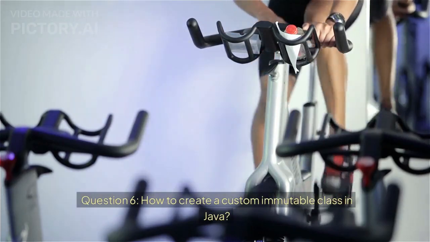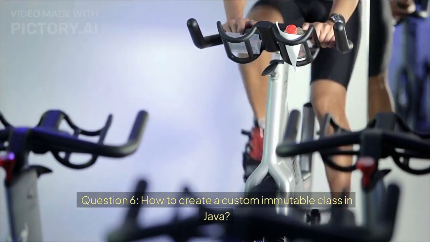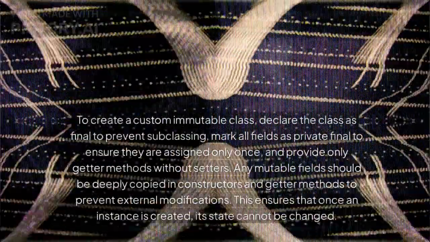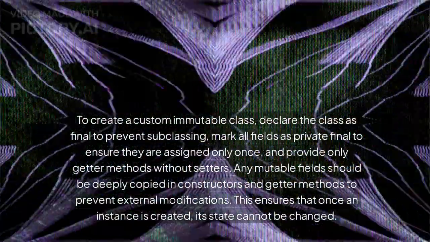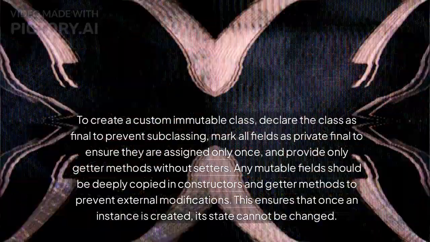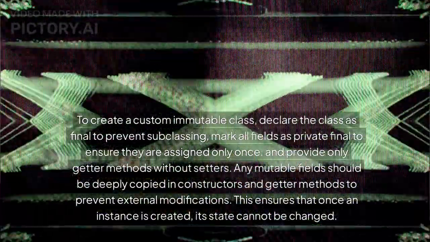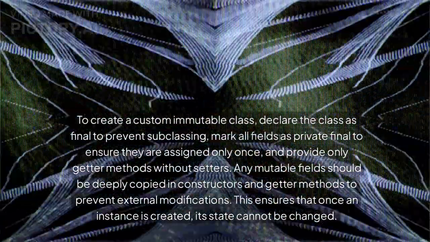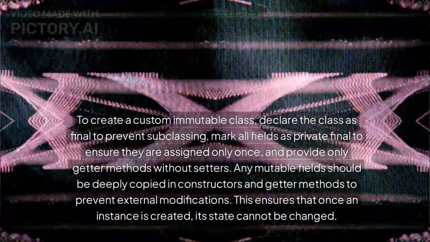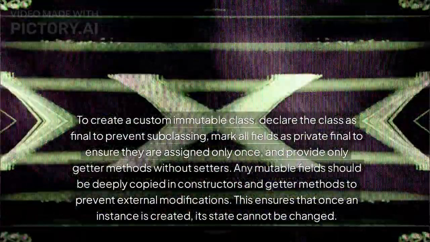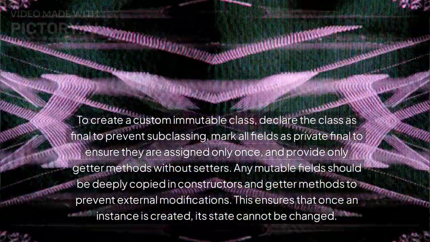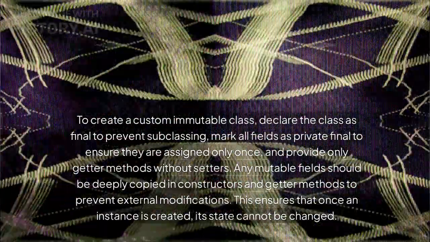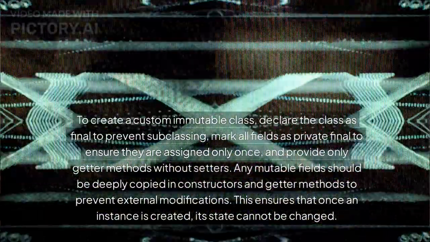Question 6. How to create a custom immutable class in Java? To create a custom immutable class, declare the class as final to prevent subclassing, mark all fields as private final to ensure they are assigned only once, and provide only getter methods without setters. Any mutable fields should be deeply copied in constructors and getter methods to prevent external modifications. This ensures that once an instance is created, its state cannot be changed.